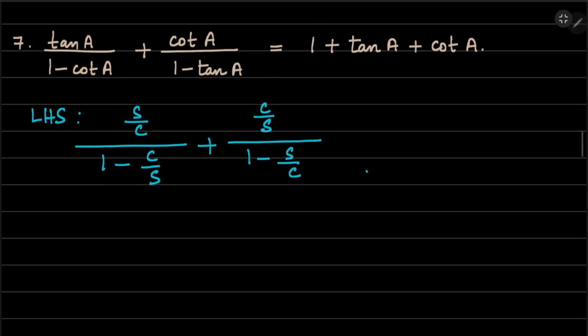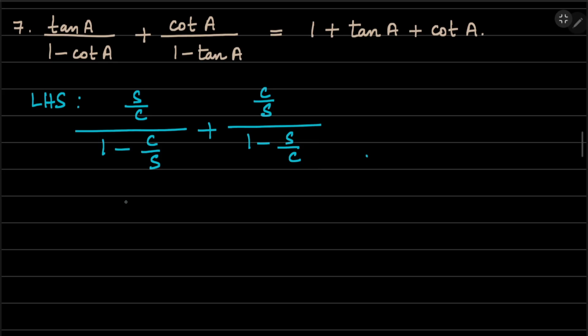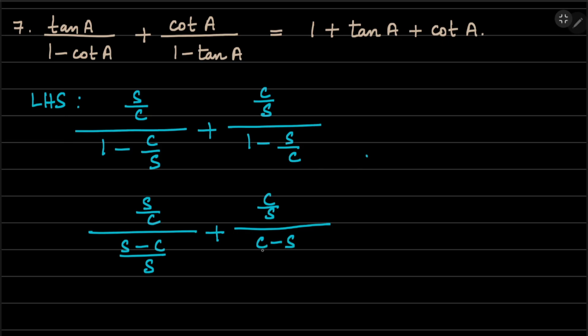So this is nothing but sine by cos whole divided by, you will have sine minus cos by sine plus cos by sine as the numerator, divided by, taking the LCM, cos minus sine by cos.